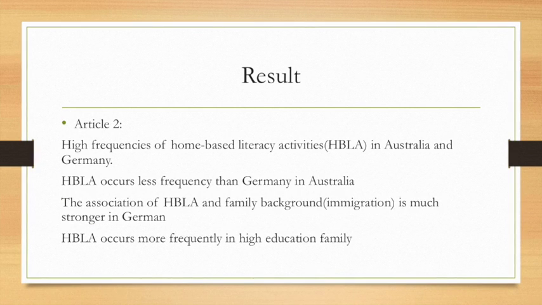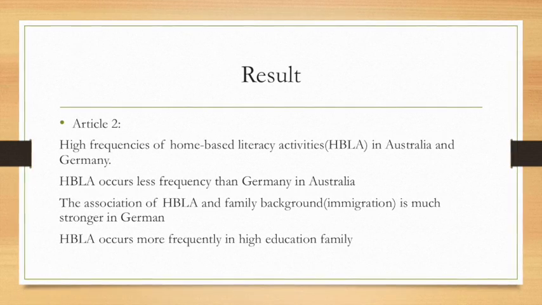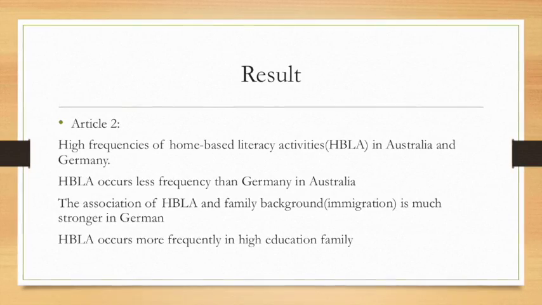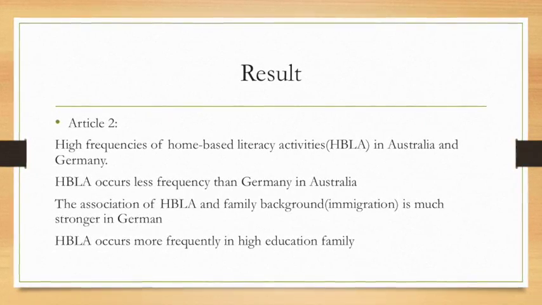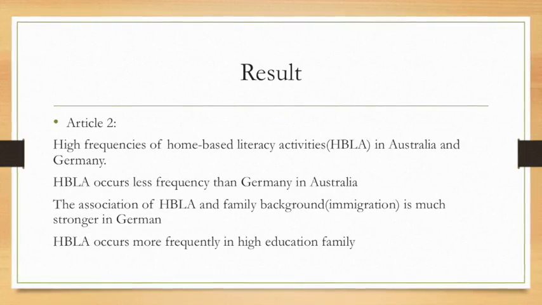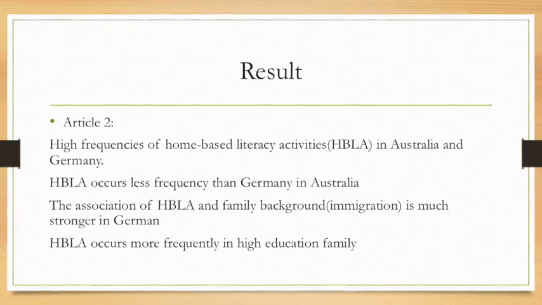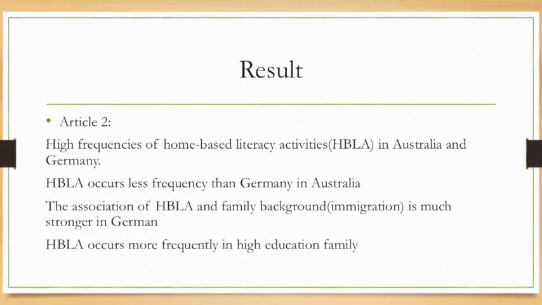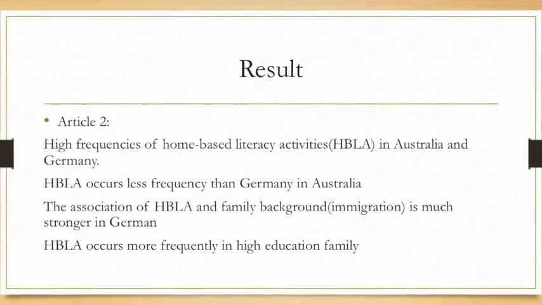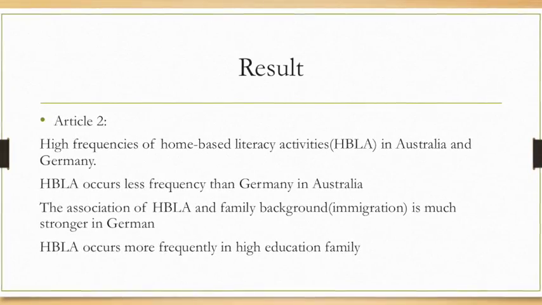The second article indicates that there is high frequency of home-based literacy activity in Australia and Germany. The study shows that home-based literacy activity occurs less frequently in Australia than in Germany. But this is due to different measurement, because it leads to different results. Compared with Australia, the association of home-based literacy activity and family background is much stronger in Germany, and this finding differed for migration background.